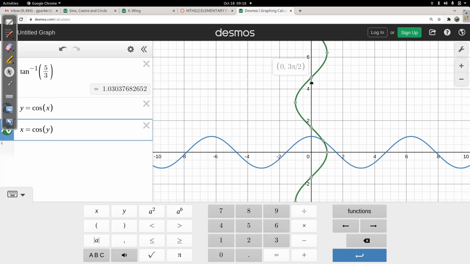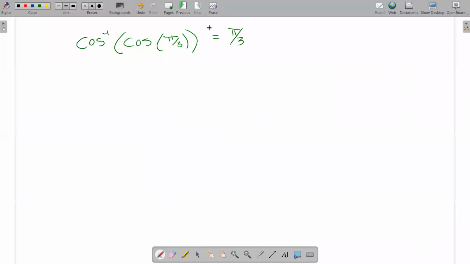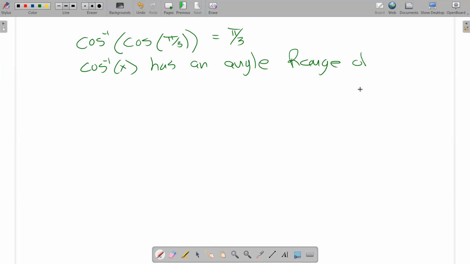And the standard way to cut it off is just to say, okay, you are only allowed to give us angles from an output of 0 radians to an output of pi radians. Because once we go through that turning point there, we fail the vertical line test. It's not a function anymore. So important thing to know about cosine inverse: it has an angle range of 0 to pi.